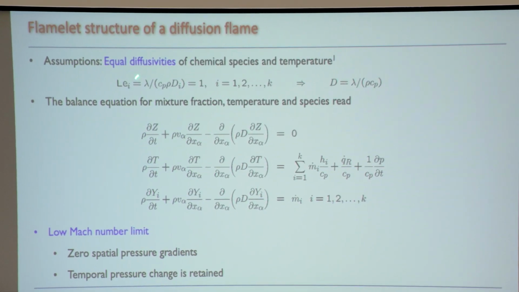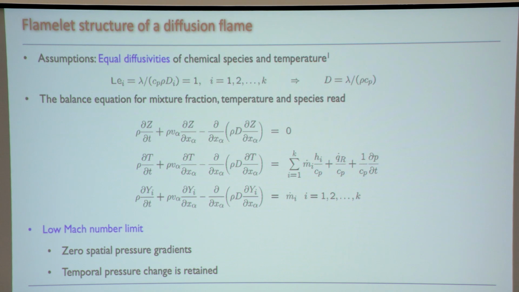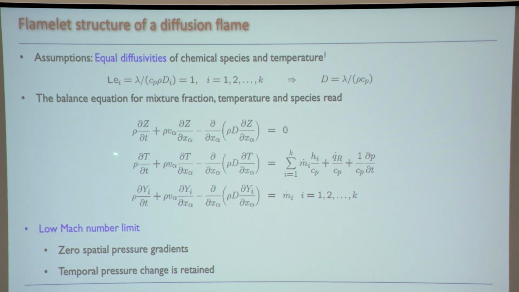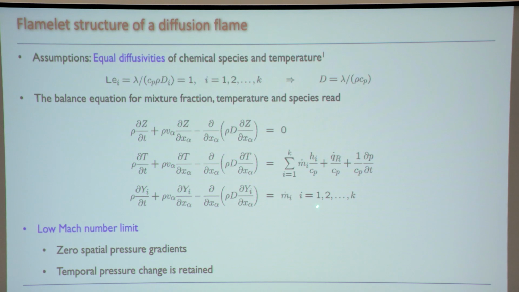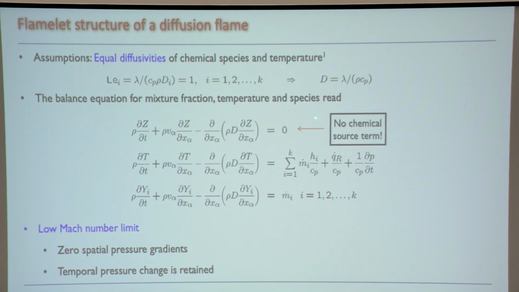We start out here with the governing equations. We assume here unity Lewis number just because it's much simpler. If we don't assume this, we could do the same thing, but the equations will be much, much longer. And so these are the governing equations here: species mass fraction equation, convection, diffusion, chemical source term. Same here for the temperature equation. And then here we have the mixture fraction equation.